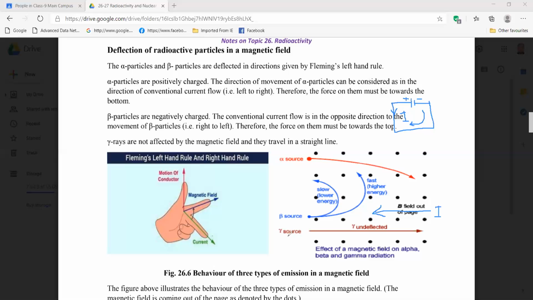And the third one, gamma source, like before, as it is uncharged, that's why it will go undeflected here also in a magnetic field.